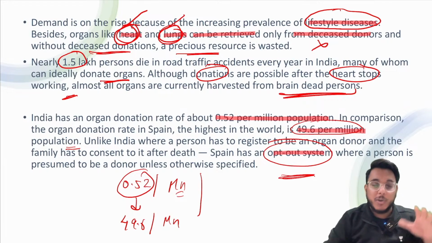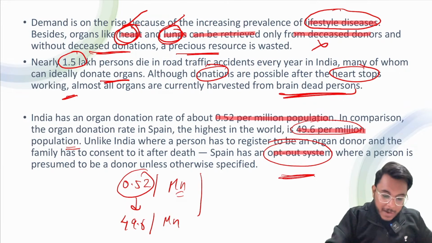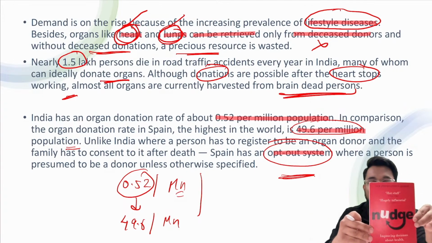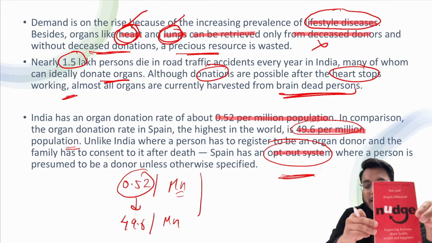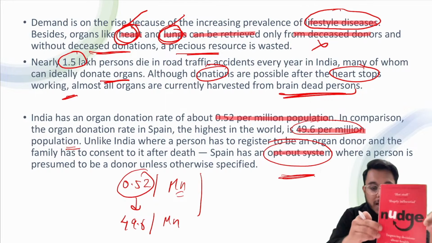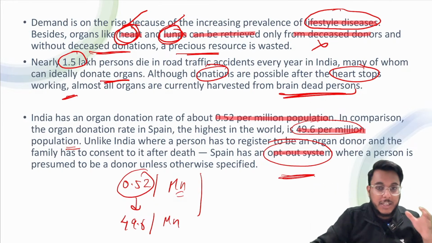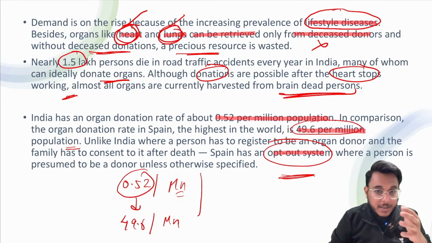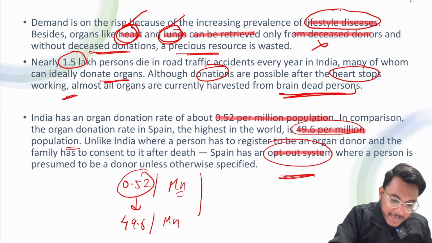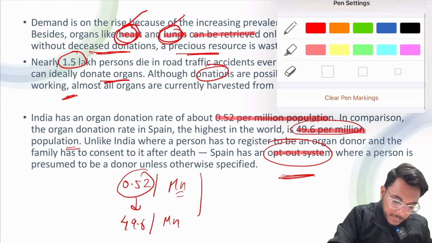To explain this opt-out system, guys, I am going to take the reference of one particular book by the name of Nudge. Now, what is this book Nudge's idea? By the way, this book Nudge has been written by Richard Thaler and Sunstein. Thaler has been a Nobel Prize winner. So there is one idea. Let's understand this idea.